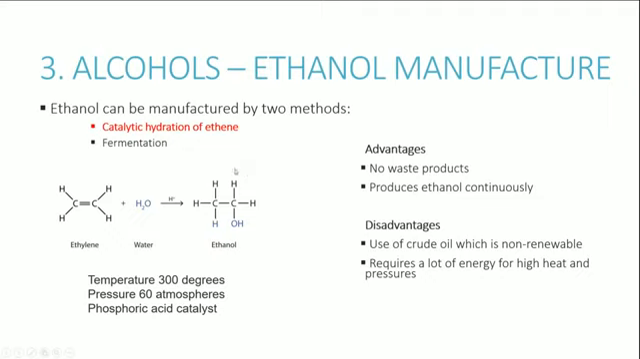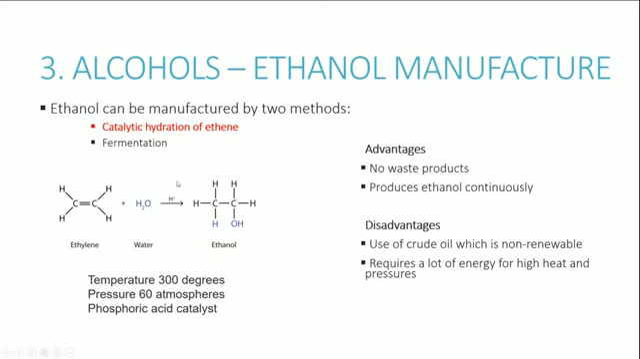And so the advantages of manufacturing ethanol this way would be that there are no waste products and ethanol production occurs continuously. The disadvantages would be the use of crude oil, which is non-renewable, and it requires a lot of energy for the maintenance of these conditions here, high temperatures and high pressures.